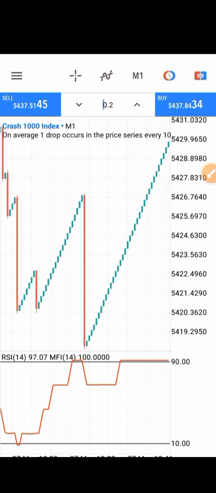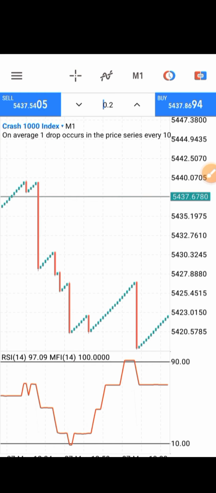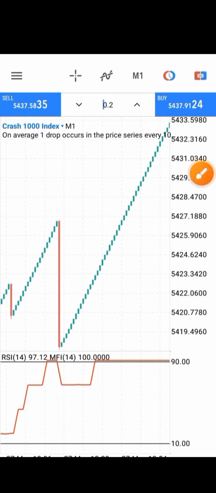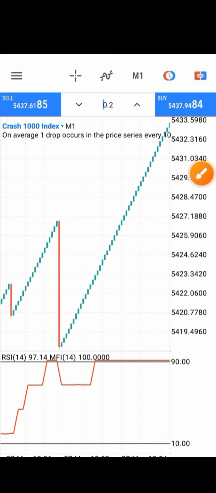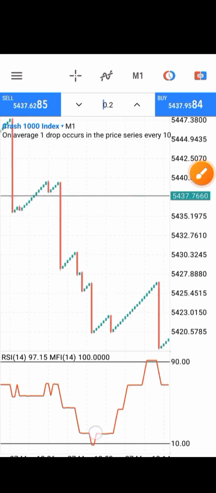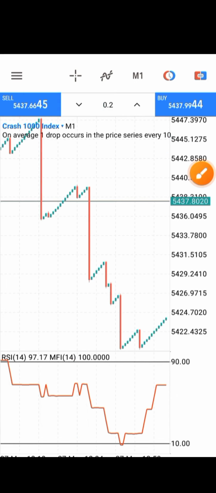When the reading is above 80, that is anything up here, it indicates overbought. While if the reading is below 30, it indicates oversold, when the market is down. That is the functionality of this indicator, RSI.